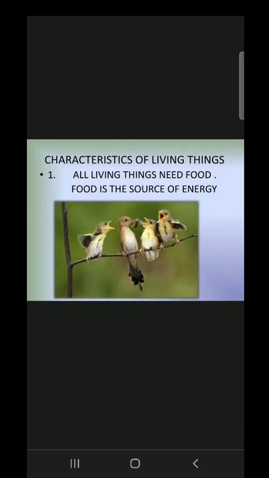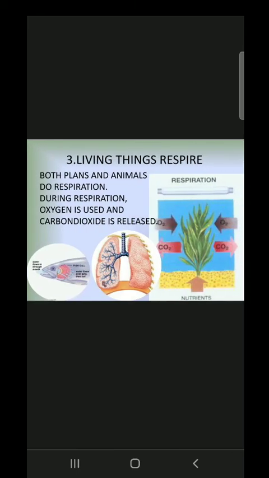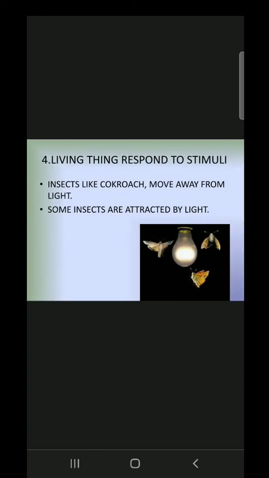Characteristics of living things. All living things need food. Food is the source of energy. Living things can grow, as we all know. Living things respire. Both plants and animals do respiration. During respiration, oxygen is used and carbon dioxide is released. Living things respond to stimuli, that means any kind of action. Insects like the cockroach move away from the light. So here the light is the stimulus.